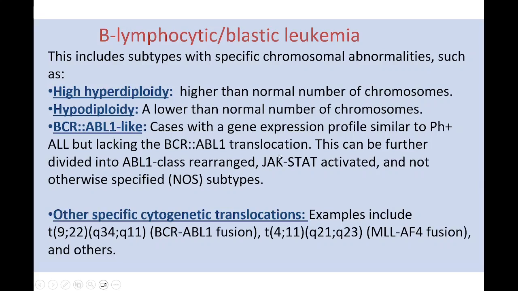So come to the point. Okay, BCR-ABL1 like cases have a gene expression profile similar to Philadelphia chromosome ALL but lack the BCR-ABL1 translocation. This can be further divided into ABL1 class rearranged, JAK-STAT activated and not otherwise specified subtypes. Then other specific cytogenetic translocations include translocation of 9 to 22, q34 to q11, BCR-ABL1 fusion, and translocation of 4 to 11, q21 to q23, MLL-AF4 fusion.